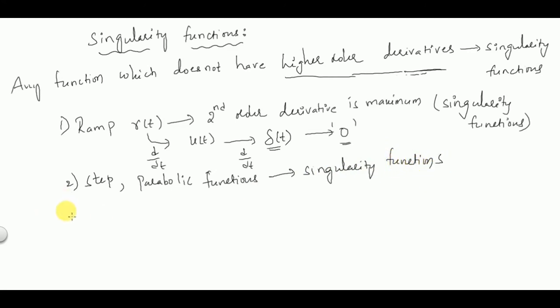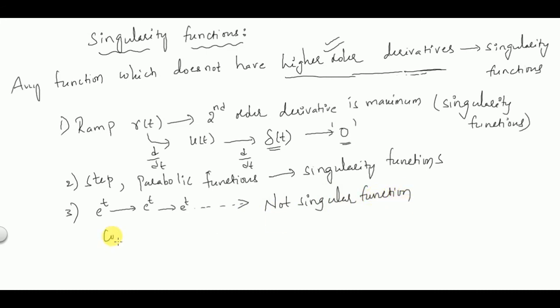And suppose you take e power t. Its derivative is e power t, and again if you take the derivative you will get e power t. So it continues up to infinity. The derivative is obtained an infinite number of times. So it has higher order derivatives, all the derivatives up to infinite order are present for the function e power t. So it is not a singular function.